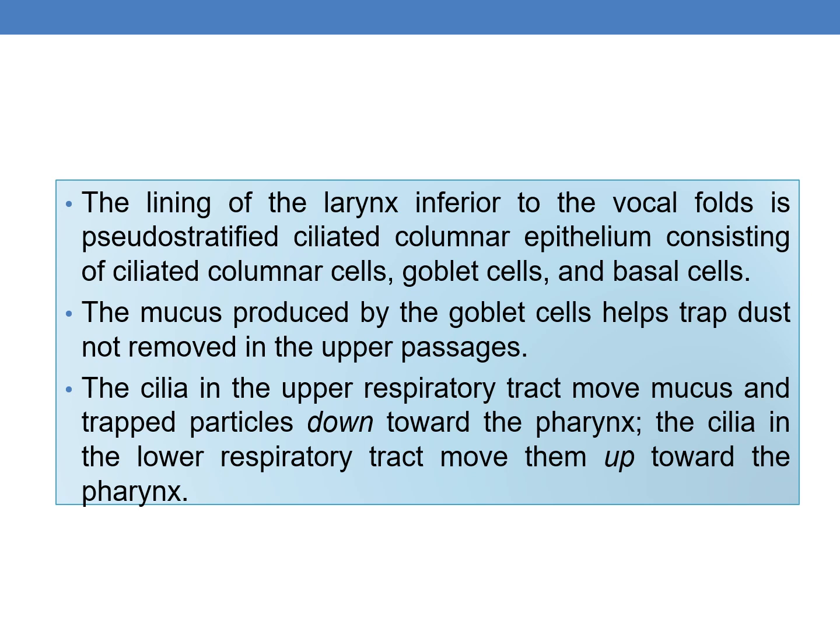The lining of the larynx inferior to the vocal cords is pseudostratified ciliated columnar epithelium consisting of ciliated columnar cells, globular cells and basal cells. The mucus produced by the globular cells helps trap dust particles not removed in the upper passages. The cilia in the upper respiratory tract move mucus and the trapped particles down towards the pharynx, and the cilia in the lower respiratory tract move them up towards the pharynx.